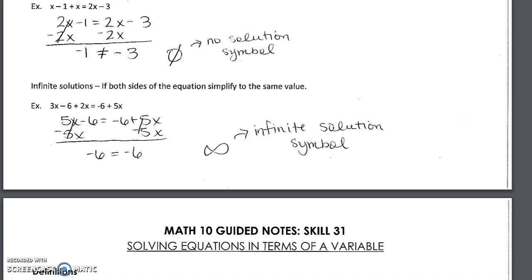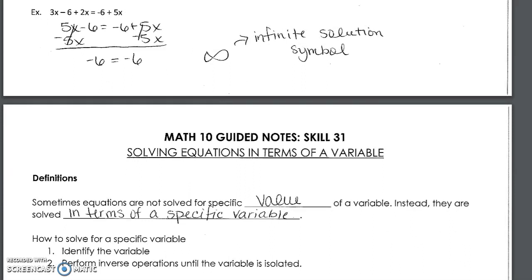All of those variables are still going to be in your final answer. So you're, again, not finding a certain number, you are literally rearranging it. Let's go ahead and fill in some blanks.